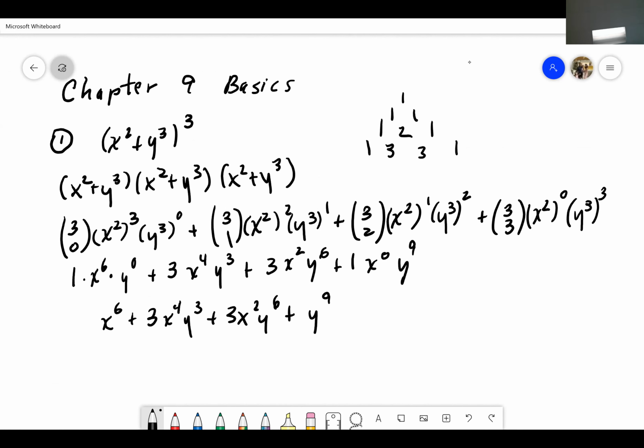Now if you want to do FOIL, that's up to you, but I think this is the way which is easy for everybody to follow, right? Is that hard? I don't think so.